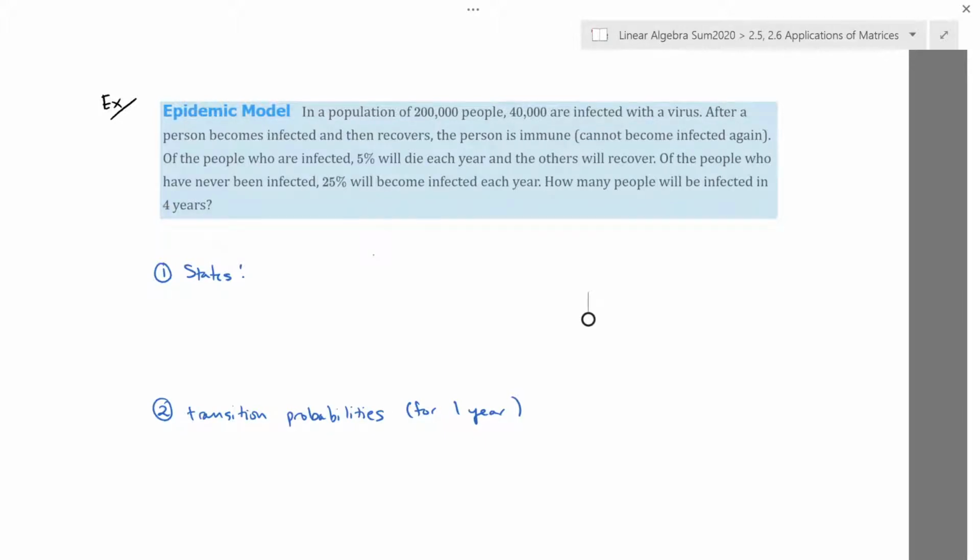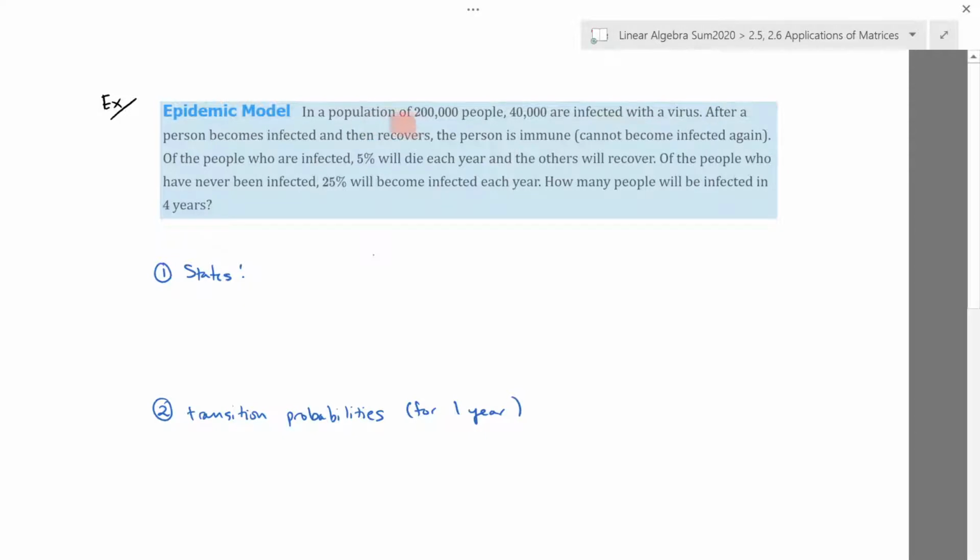So in this example, we're going to use a stochastic matrix to try to model how a virus spreads through a population. You can think of this example as similar to what's occurring now with the coronavirus. Some people have never been infected, some people have been infected and recovered, some people are still infected, and so on. Okay, so let's take a look at this example.